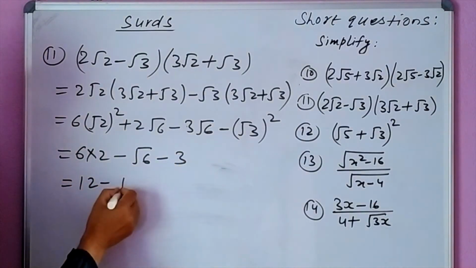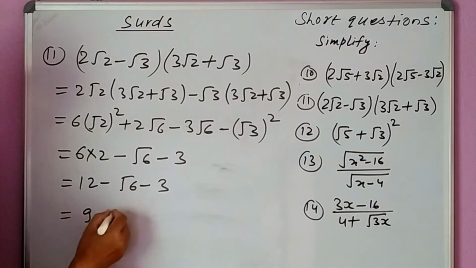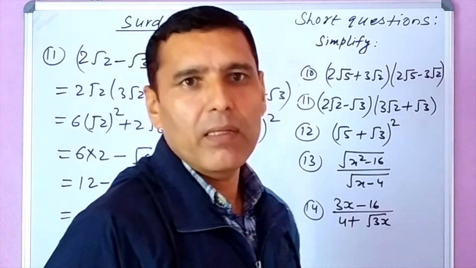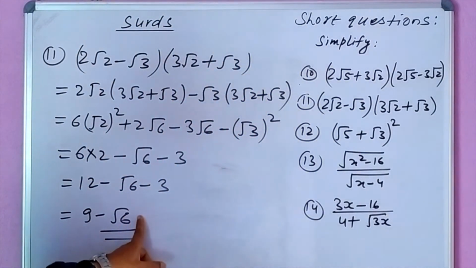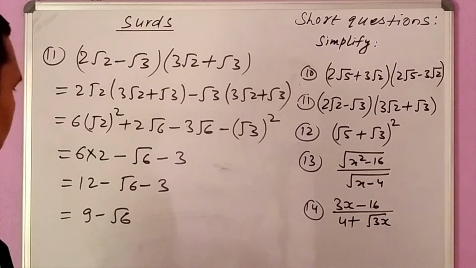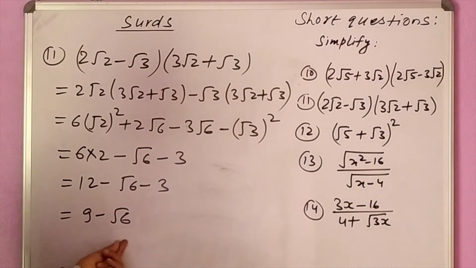So 12 minus root 6 minus 3. So 12 minus 3 is 9, minus root 6. So this should be the answer, because you cannot simplify it further. It is 9 minus root 6. We cannot do anything for this root 6, because it is the square root. We cannot find the square root of 6.